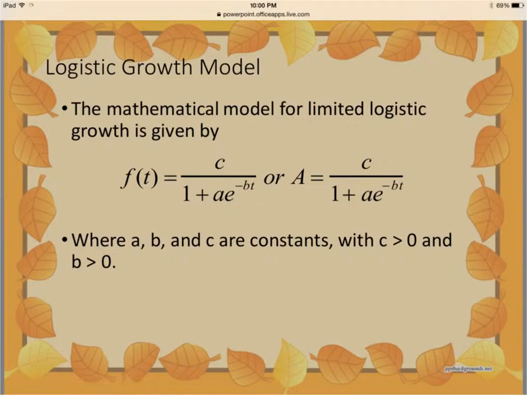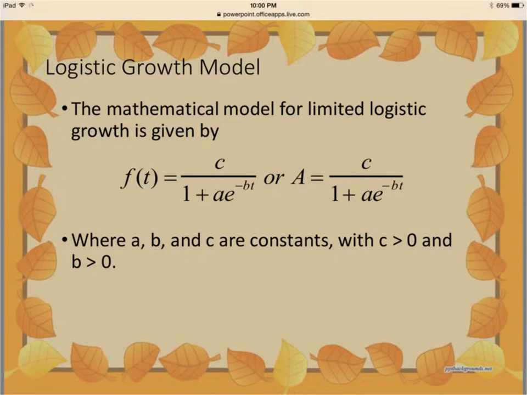So here's an example of logistic growth. The mathematical model is limited. So this is where it looks like exponential growth at the beginning and then it levels off. Notice our base and exponent are in the denominator of a fraction. So this is just two different ways of writing those logistic growth models.